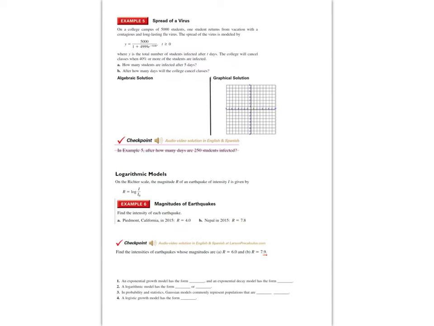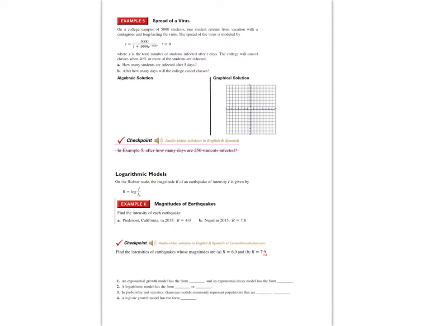Okay, so on this next page, it says, on a college campus of 5,000 students, one student returns from vacation with a contagious and long-lasting flu virus. The spread of the virus is modeled by this equation, where y is the total number of students infected after t days. College will cancel class when 40% or more of the students are infected. How many students are infected in 5 days?